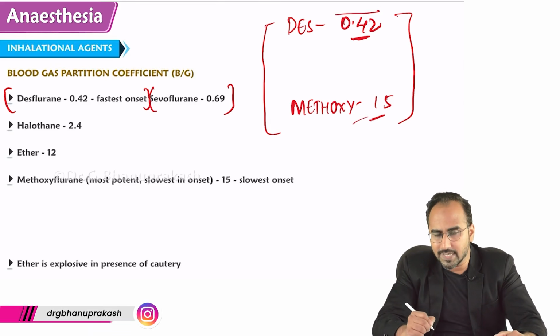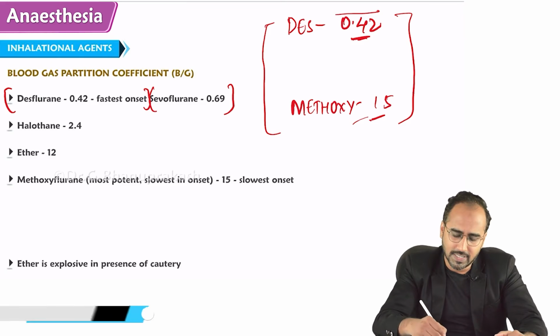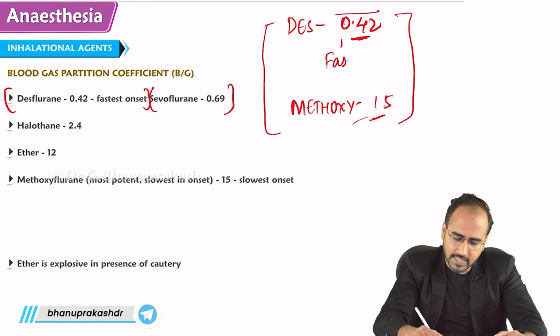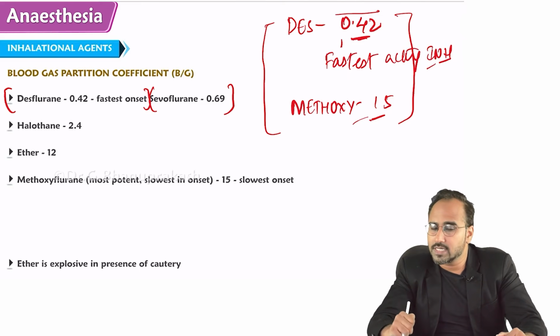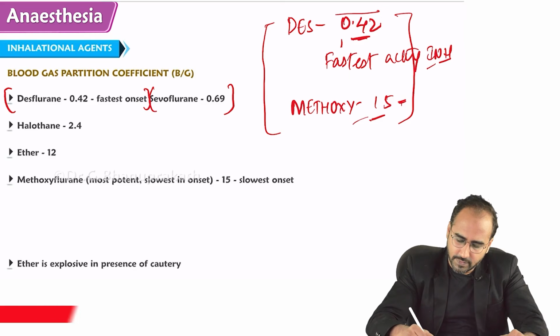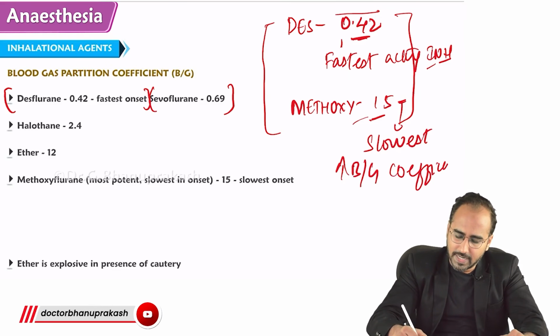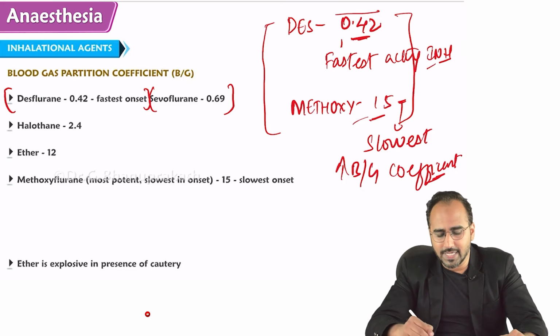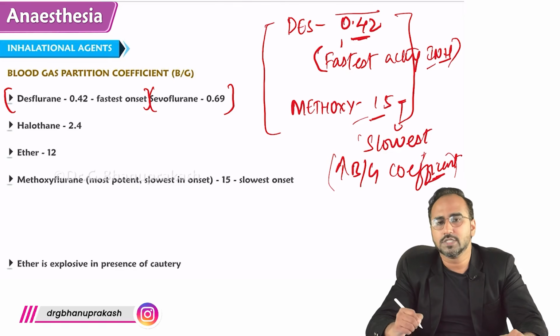So which is the fast onset among these two? The one which is having low blood gas coefficient. Desflurane. So hence Desflurane is the fastest acting inhalational agent. So guys, which is the slowest? The slowest is methoxyflurane. Why is methoxyflurane the slowest? Because it is having high blood gas coefficient. So any agent that has a low blood gas coefficient will be fast onset, and high blood gas coefficient will be slow in onset.